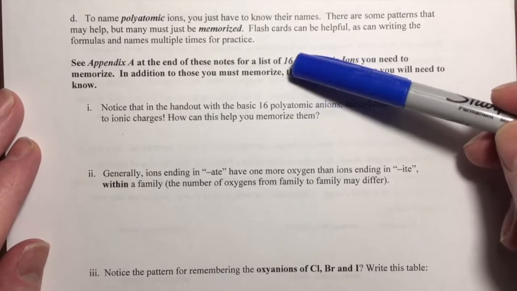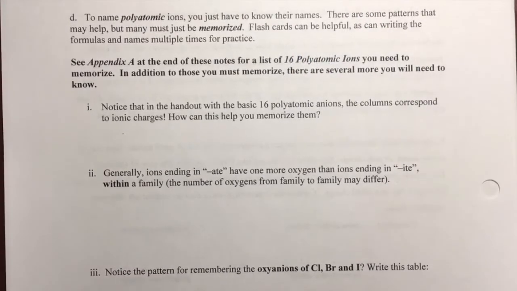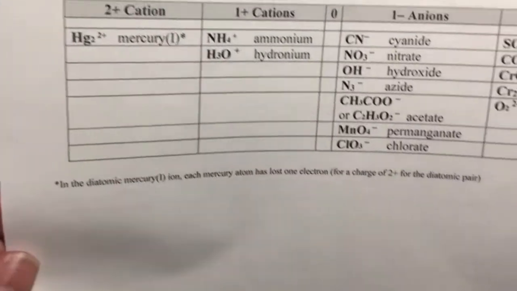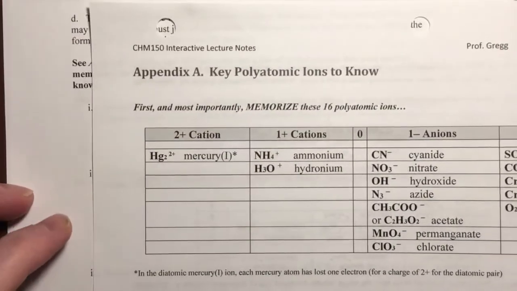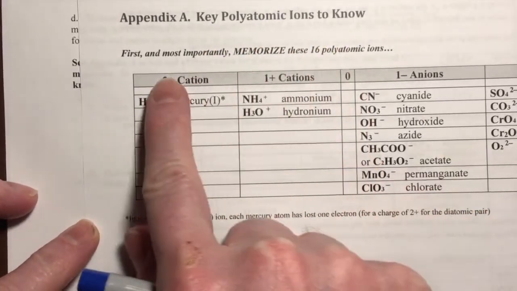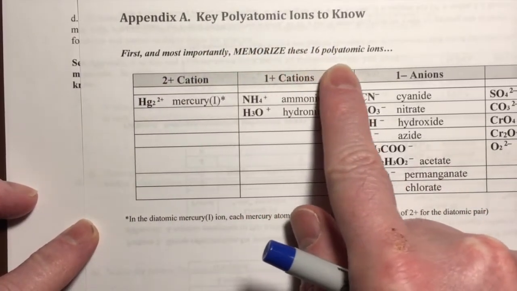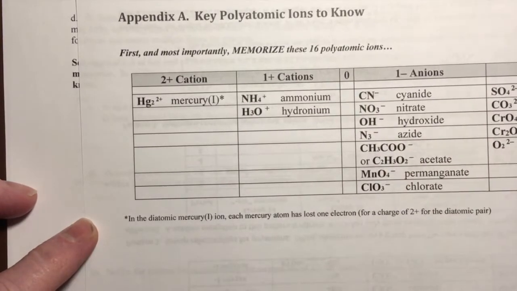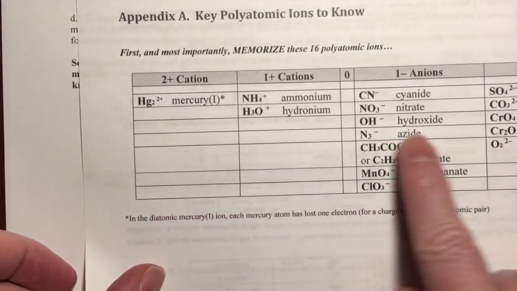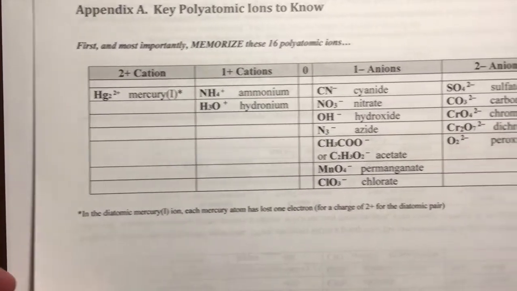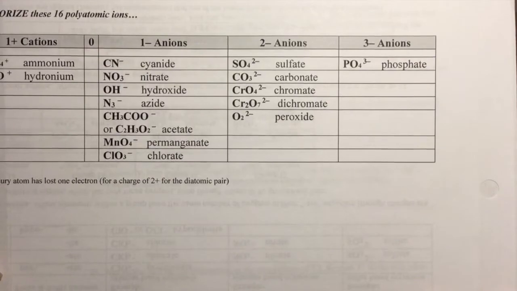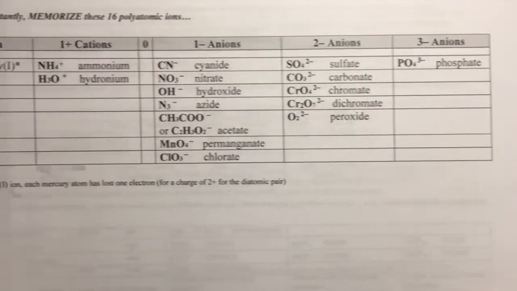So we already know the 16 polyatomic ions that I gave you. They are in the appendix that I gave you. And here's the appendix A, the key polyatomic ions to know, and you have to memorize these 16 polyatomic ions. So there they are. I'm not going to review them because we've reviewed them before, but I will put them on the camera here so that they are documented in this video.